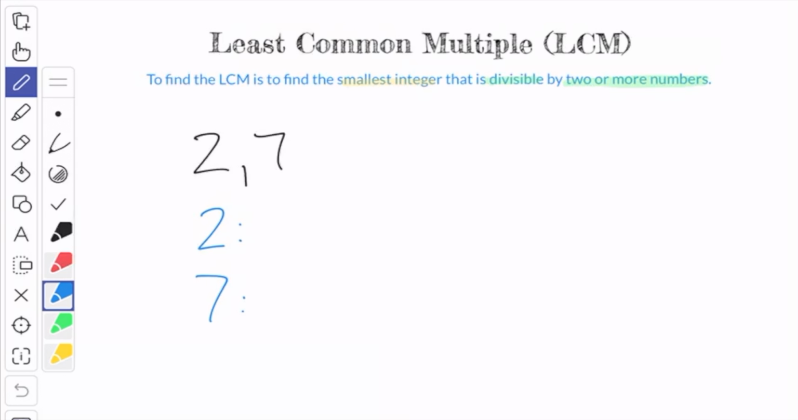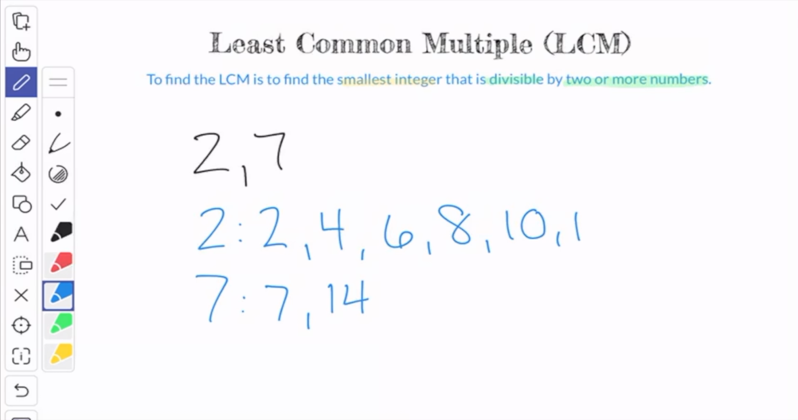So let's start listing our multiples. You'll notice that I do them together. So my 2's, I start with 2, then I go to my 7, and then I'll continue my 2's until I pass my 7. So I'm moving up to 8. That's bigger than 7, so I'm going to go back to my multiples of 7. I'm at 14. Continue my 2's until I reach that same least common multiple or I pass it.